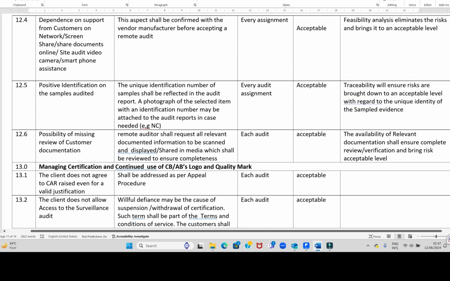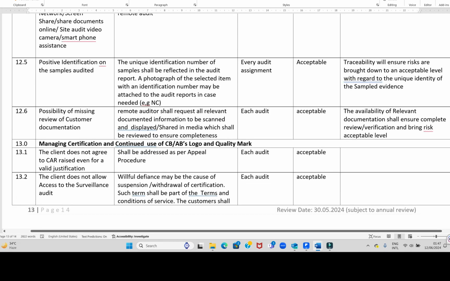So this is how we have identified different types of risk in managing certificates. Sometimes it can happen that the certification body auditors are raising some non-conformity and the auditee is not accepting. So that is a kind of risk. Sometimes they don't allow a certification body to go for the surveillance audit.